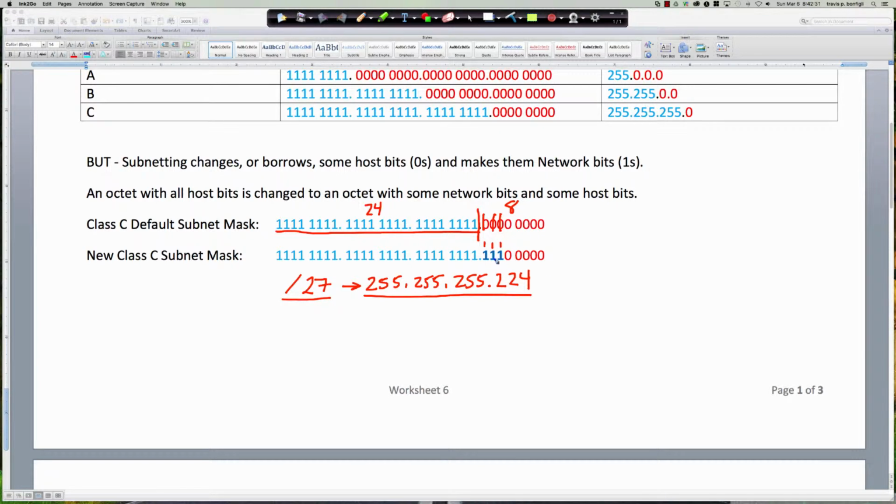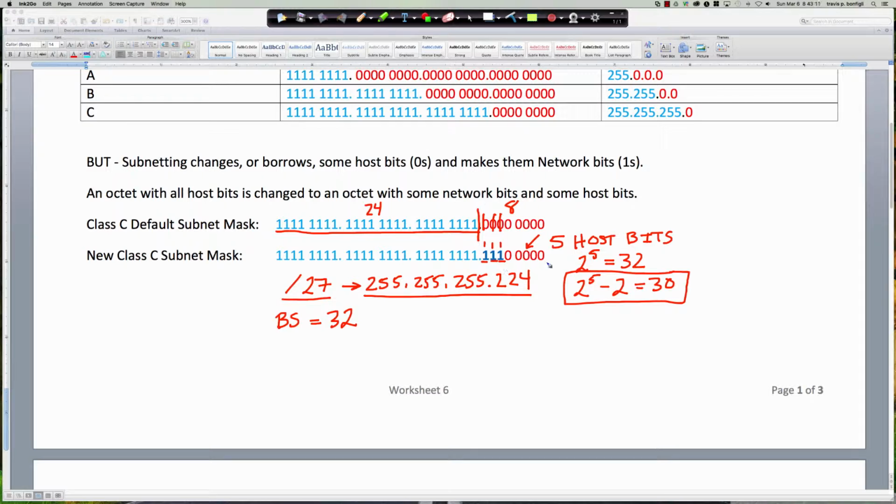And our block size is going to be that rightmost 1 bit here. So 128, 64, 32. So our block size is equal to 32. And we only have 5 host bits left. So with these 5 host bits, it's very easy for us to figure out how many total IPs we'll have, and that's going to be 2 to the 5, which is 32. But how many usable IPs do we have? It's 2 to the 5 minus 2. So each of the subnets is going to have 30 usable IP addresses.